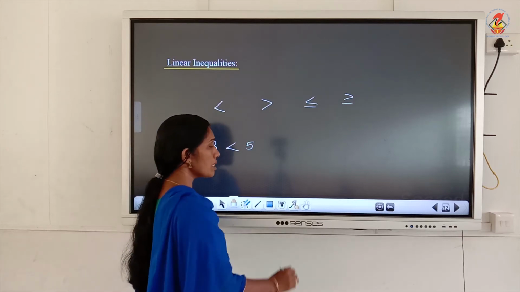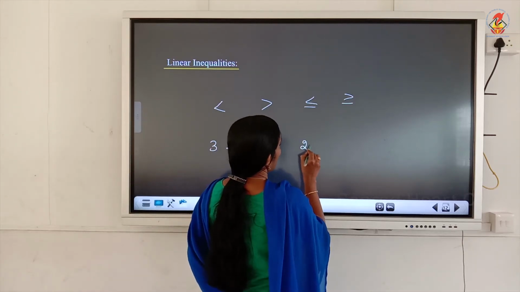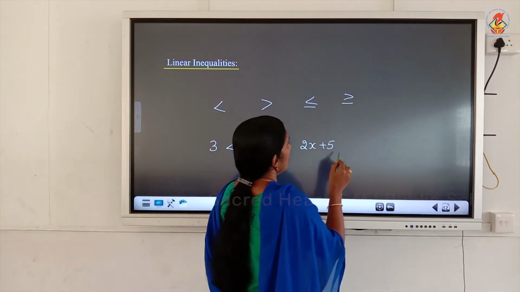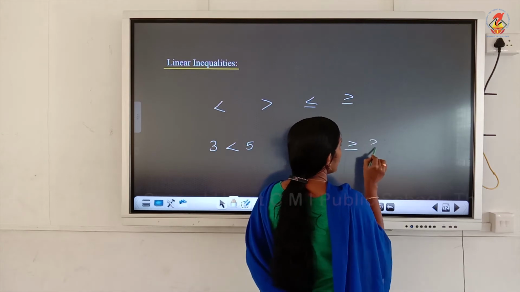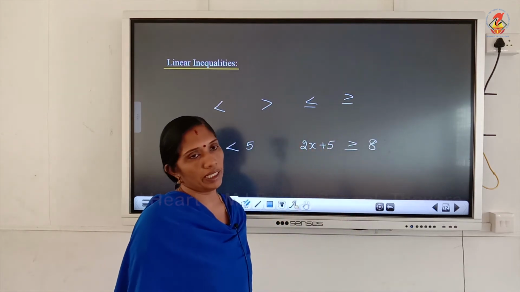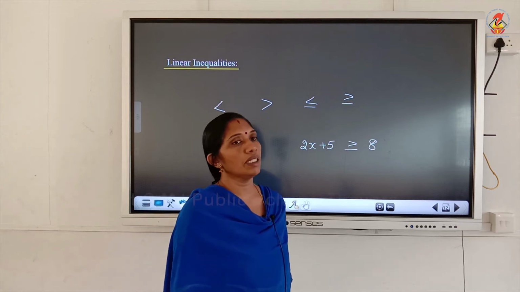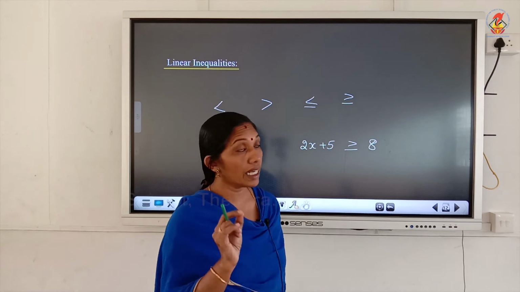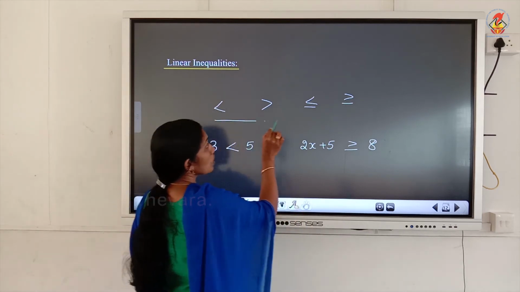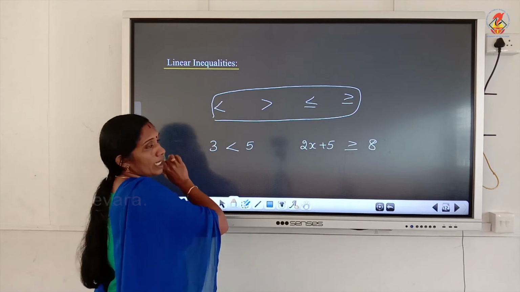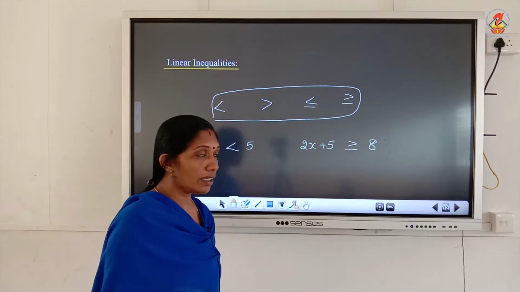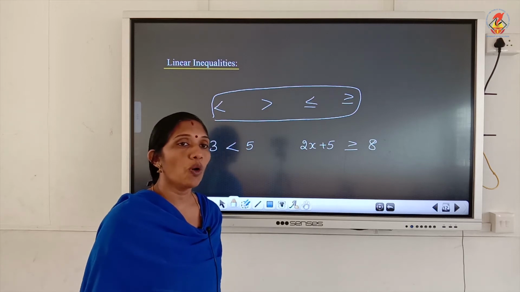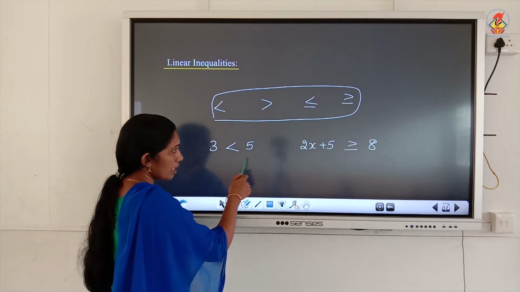So, two real numbers or two algebraic expressions. 2x plus y, 5, that's an algebraic expression. If this is greater than or equal to 8, that is also an inequality. So, inequality means two real numbers or two algebraic expressions related by these four symbols, less than, greater than, less than or equal, or greater than or equal, form an inequality. So, these are inequalities.